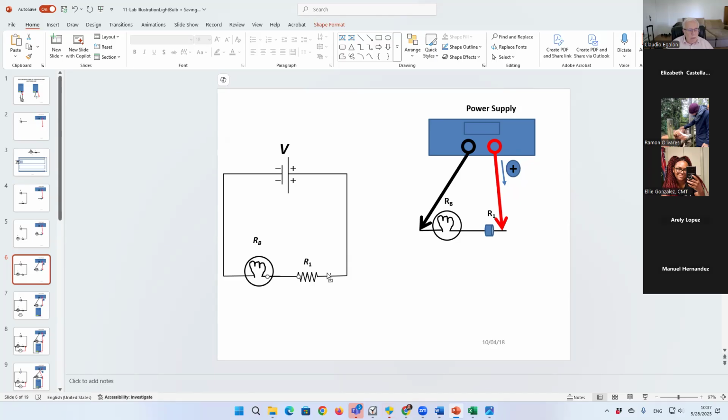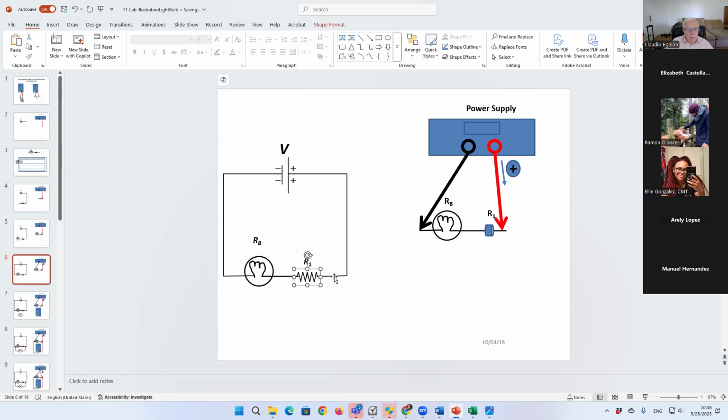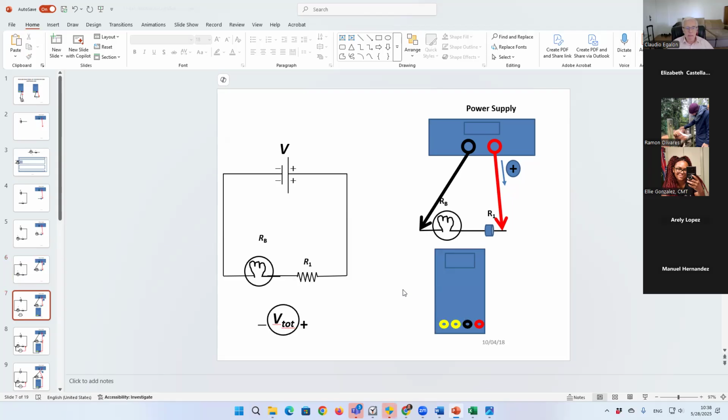Let's see if I can get this thing. Make it nicer. Make it bigger. And what else do we have to do? When I get the multimeter now, we already have 2 black cables and 2 red cables. Okay.